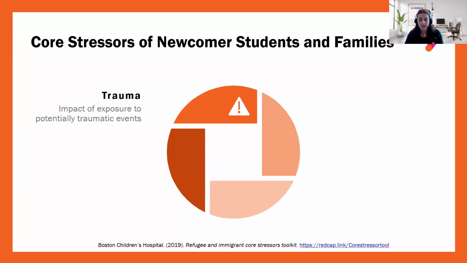So they may have been exposed to war, they may have been exposed to loss of loved ones. And so we really have to take that into account because all the trauma that our students go through, they're bringing that with them into the schools, and that's going to affect their ability to adjust.